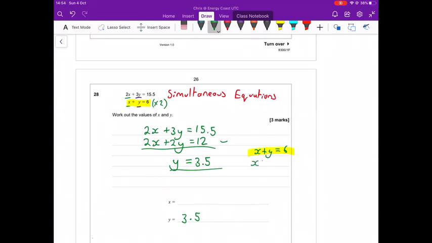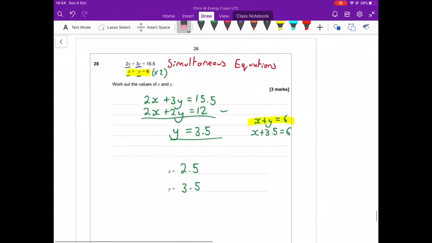So I know that x add y has to equal 6. So I now know that y equals 3.5, so what do you add to 3.5 to get 6? So do 6 take away 3.5, which is 2.5, and that's us finished. So I've worked out what x is and I've worked out what y is, and we're finished with that.